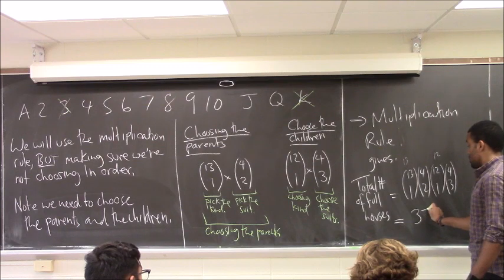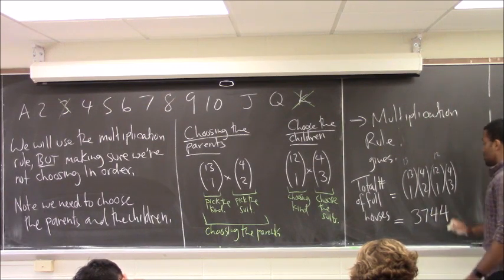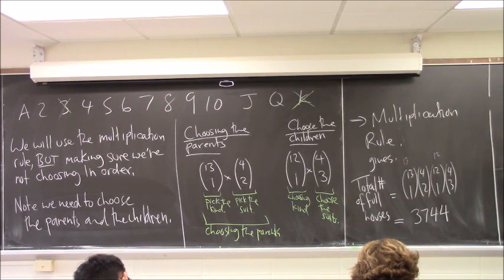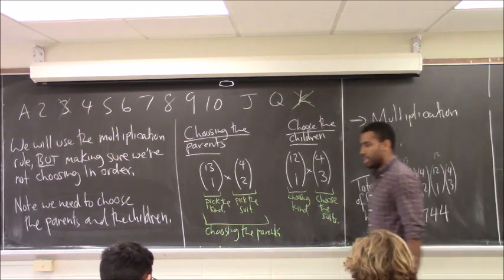3,000? Only about 3,800 ways out of the 2.5 million plus.